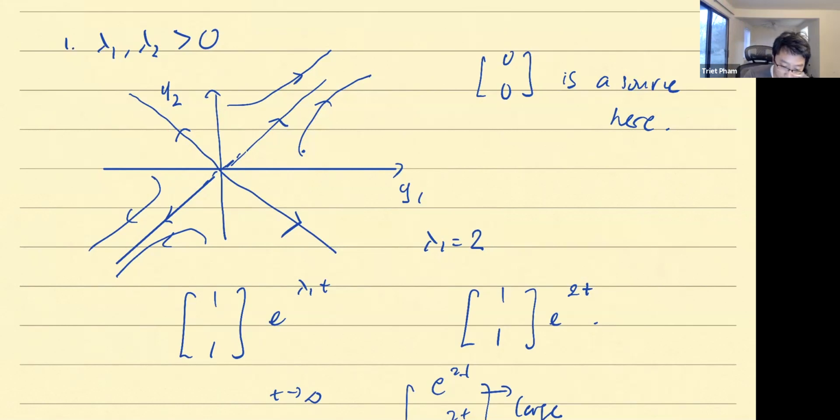So again, I'm not drawing a precise picture, but what I'm trying to say is that among the two directions, basically it's a source. So the solution diverges. It does not converge as t goes to infinity. Diverge here has a lot of meaning, but here it means it gets larger and larger.